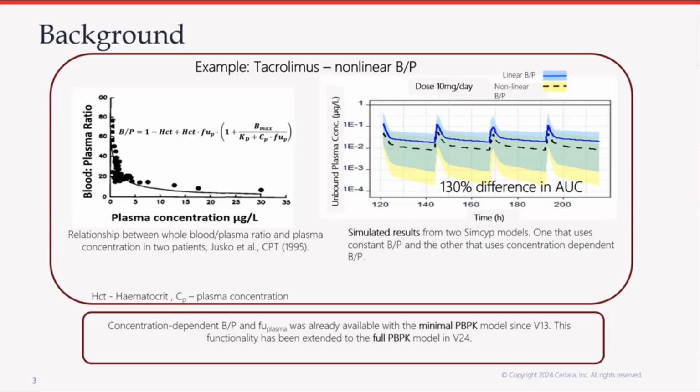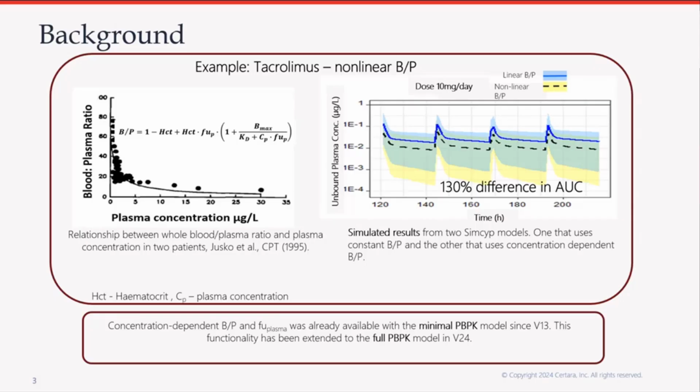So I'll start with a bit of motivation for why you might be interested in looking at concentration-dependent binding in blood and plasma. This is an example of tacrolimus, showing the concentration-dependent blood-to-plasma ratio. On the left-hand side, the dots are the measured blood-plasma ratios against plasma concentration. As the plasma concentration increases, you get a marked decrease in the blood-plasma ratio. On the right-hand side is what happens when you put this into simulation.